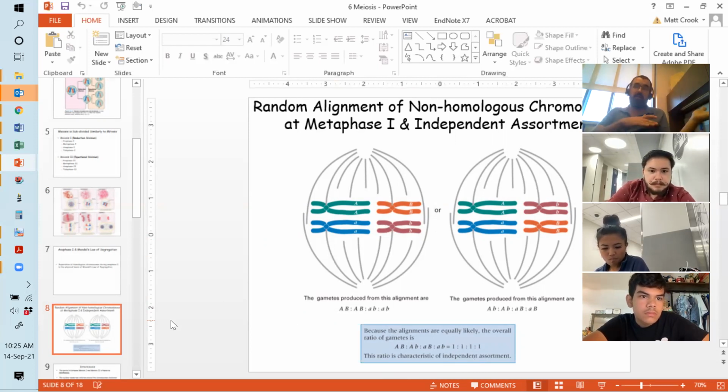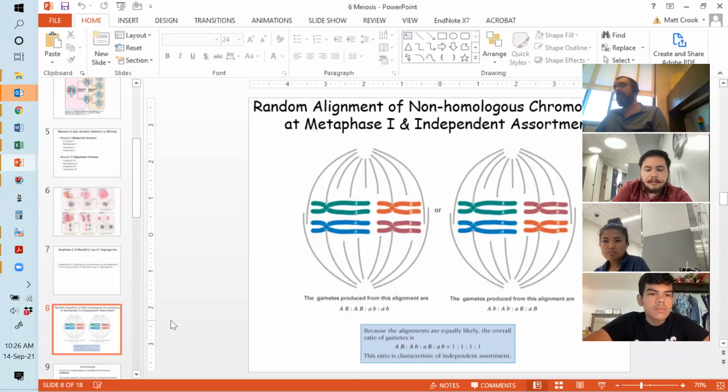So if you think back to the F1 generation of a dihybrid cross, two genes, two alleles for each, the F1s are heterozygous for both. They produce how many different gametes? 4. What ratio do they produce them in? 1-to-1-to-1-to-1. And the reason for that is this random alignment of chromosome pairs. Okay, super, super important.